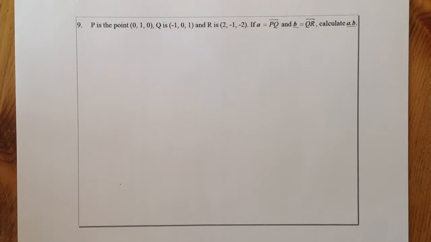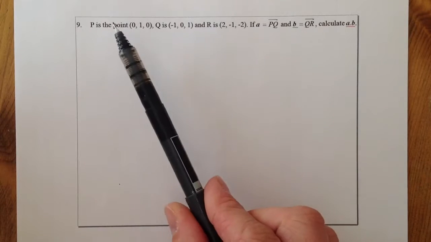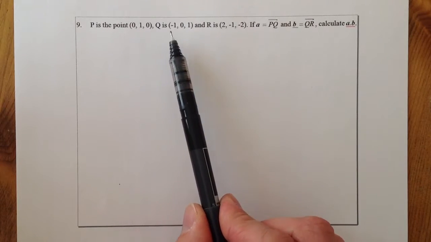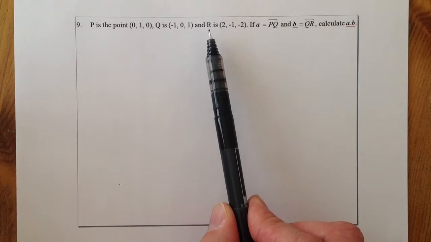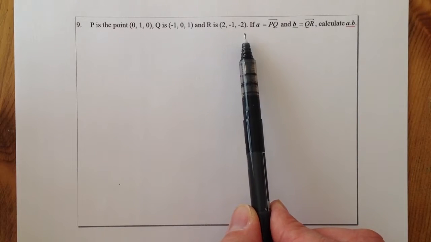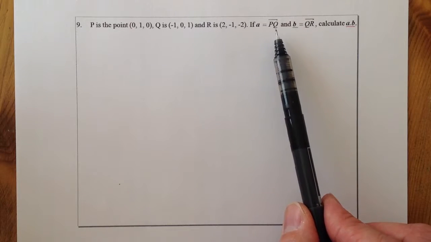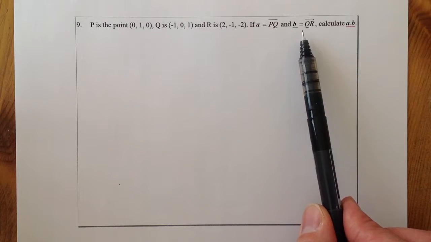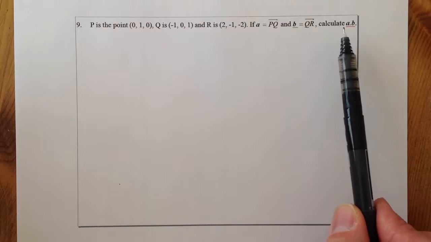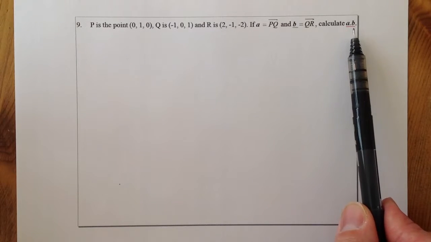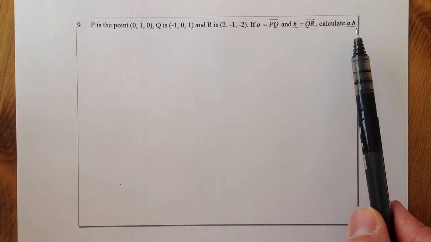This is Higher Homework 11, and this is question 9. P is the point (0, 1, 0), Q is (-1, 0, 1), and R is (2, -1, -2). If A equals the vector PQ and B equals the vector QR, calculate A dot B. So a scalar product question that's coming along at the end here.